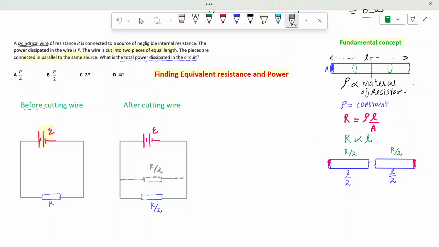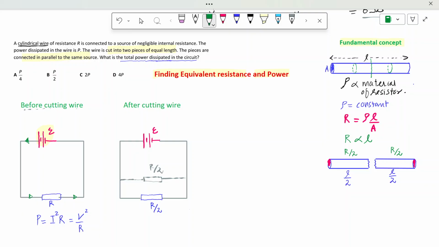But before that, since we need to compare the power dissipation, what is the power dissipation in the original circuit? This is the direction of current flow. The power dissipated across the resistance can be written as I squared R. It can also be written as V squared over R, where V is the potential difference across the resistance, which is equal to the EMF. So whichever equation is convenient for you, you can apply that.